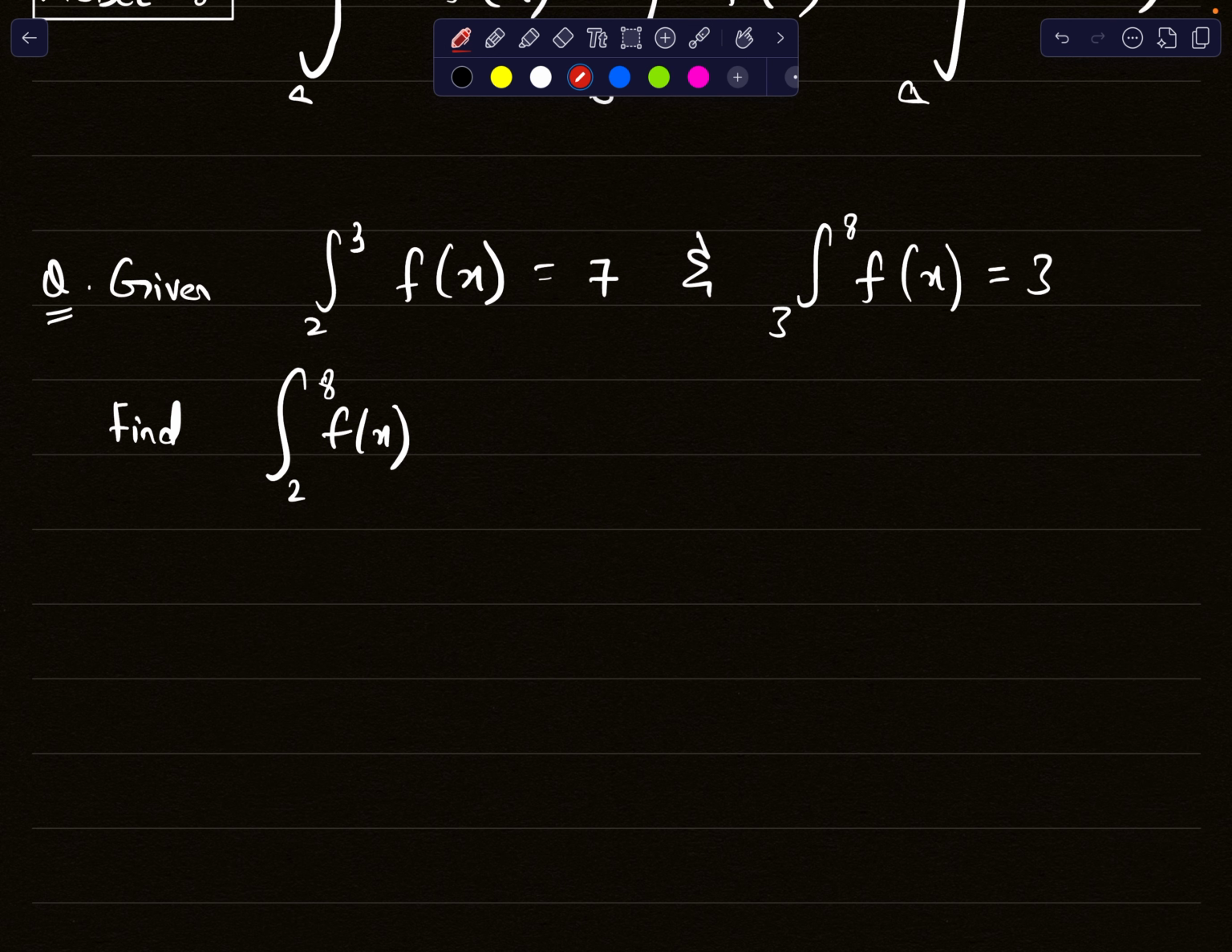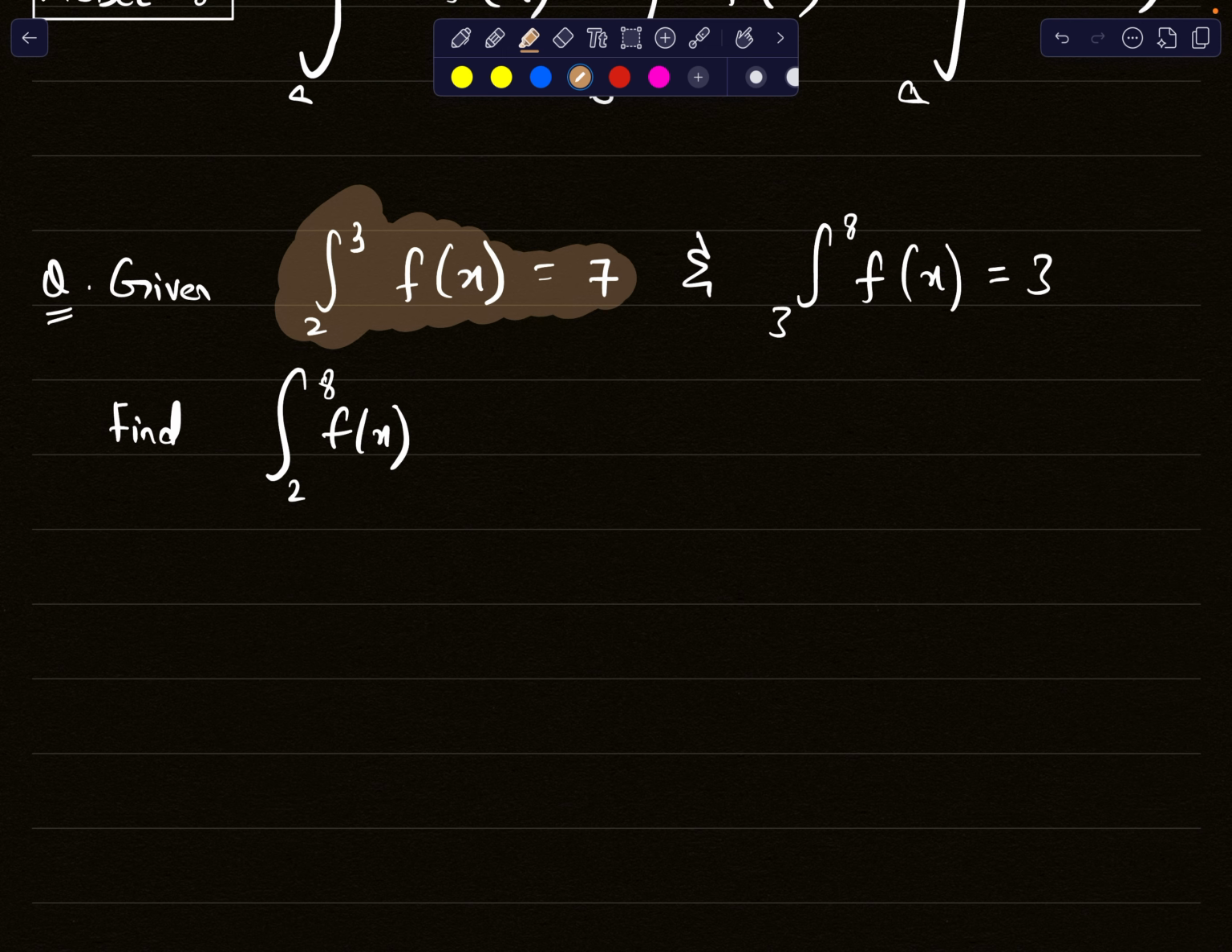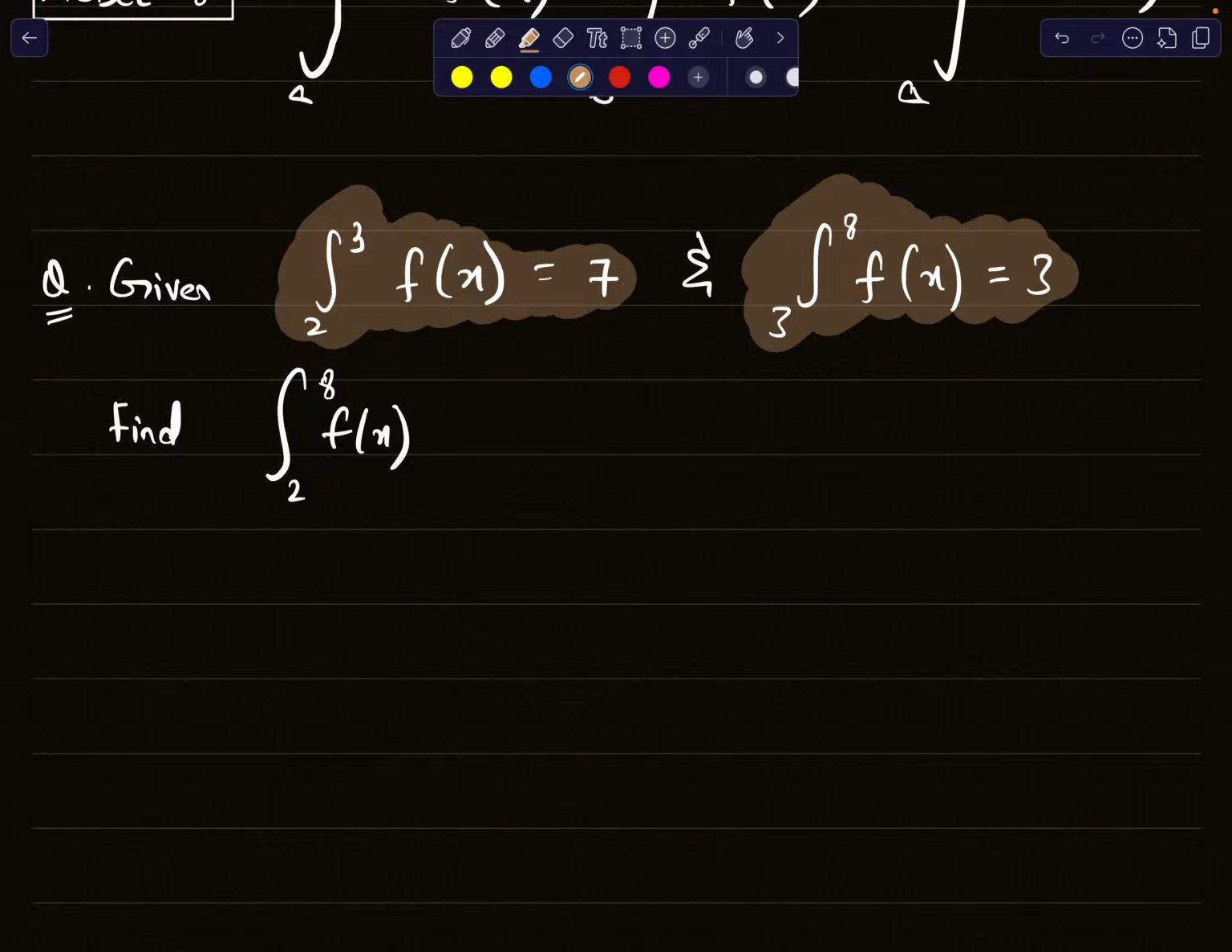So we are given that the answer with the limits 3 and 2 is 7, and the answer with the limits 8 and 3 is 3. Notice that the upper limit of the first is the lower limit of the second. And once this clicks, you understand how you need to work in order to find this answer.